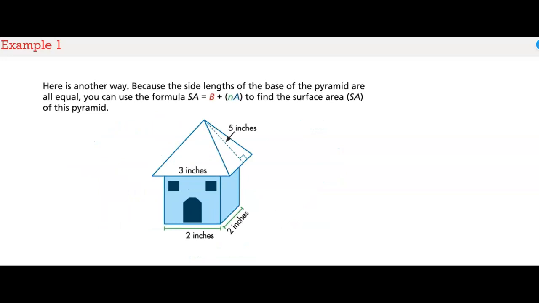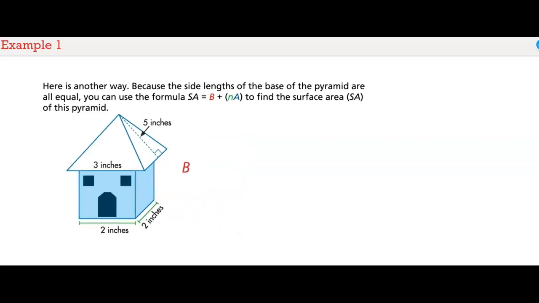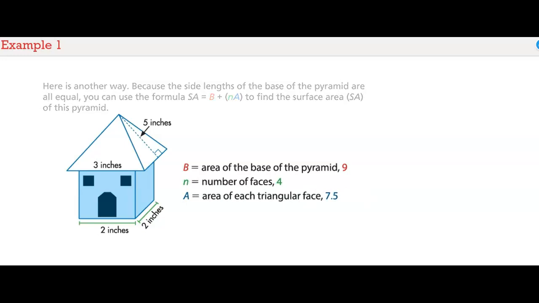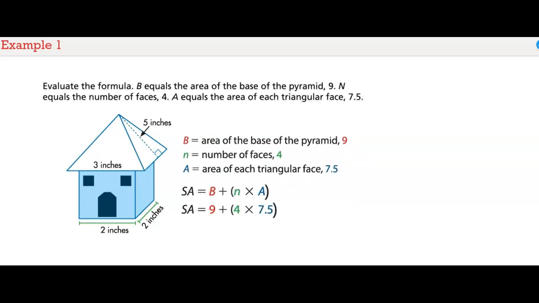Here is another way. Because the side lengths of the base of the pyramid are all equal, you can use the formula SA equals B plus the quantity N times A to find the surface area, SA, of this pyramid. Evaluate the formula. B equals the area of the base of the pyramid, 9. N equals the number of faces, 4. A equals the area of each triangular face, 7 and 5/10.